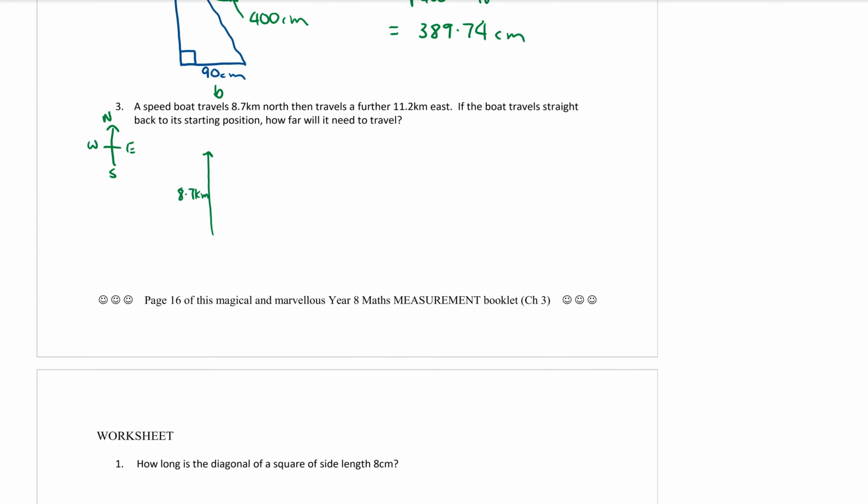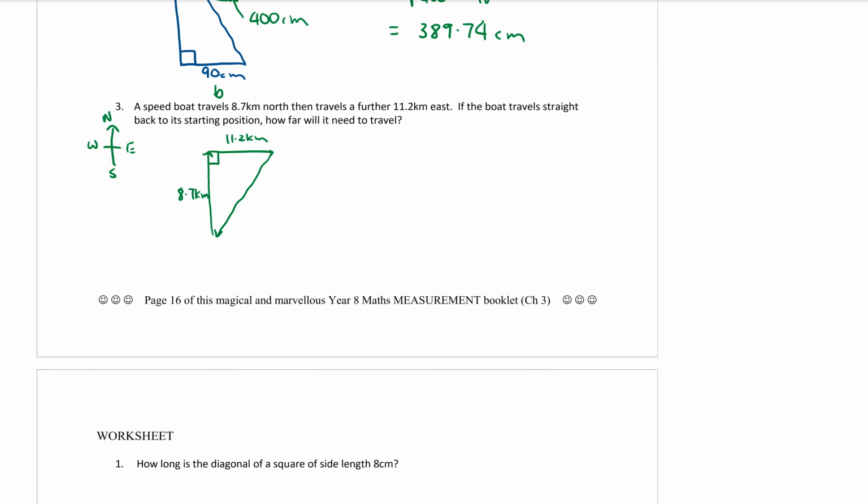Then it travels 11.2 kilometres east. Is that left or right? Right. So we're going this direction to the right for 11.2 kilometres. If the boat travels straight back to its starting point, so it's going to come straight back here, how far will it need to travel to get back there? Now, the north direction and the east direction are going to meet at a right angle. That's your right angle right there. So those two sides that I have are both shorter sides, and I'm trying to find the hypotenuse.